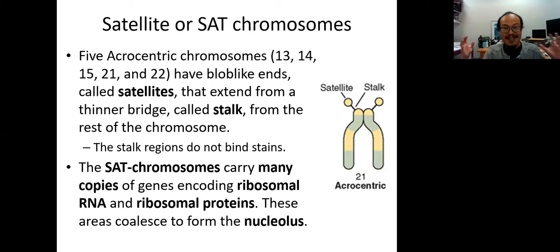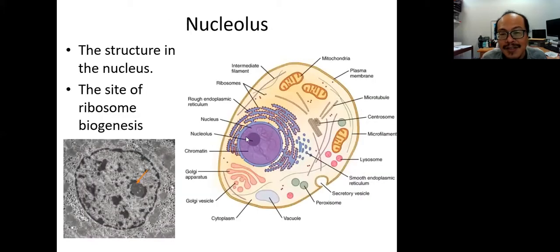So we have many ribosomes, right? Let me show you the picture like this one here. So this is the nucleus. All these little dots are ribosomes. So we synthesize a lot of ribosomes. And that's because we have many copies of this ribosomal DNA code spread in the p arms of these 5 acrocentric chromosomes.